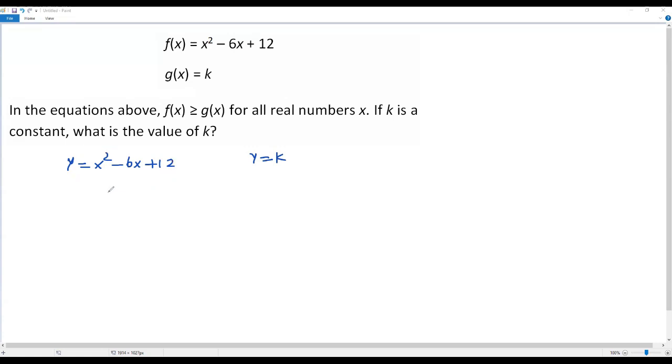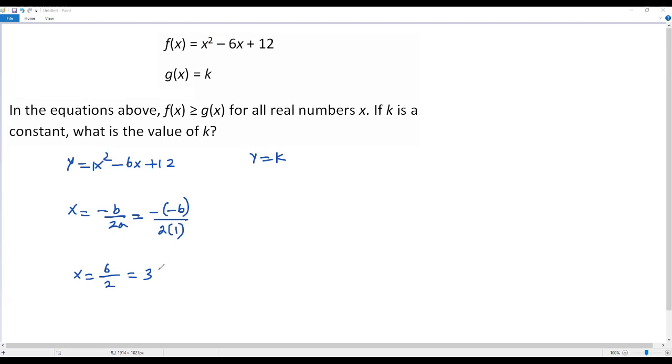For that, we need the vertex of the parabola. To get the vertex, there is a formula for the x coordinate of the vertex: x = −b/(2a). Here we take the negative sign as it is, and b is the coefficient of x, which is −6, over 2 times a, where a is the coefficient of x², in this case 1. That is 2 times 1. Then we get x = negative times negative is positive, so 6 divided by 2 times 1, which is 2. When I simplify this, I get 3. I got the x coordinate of the vertex of the parabola.